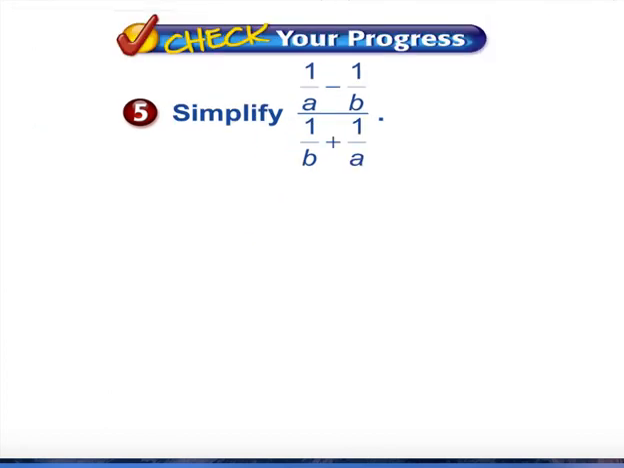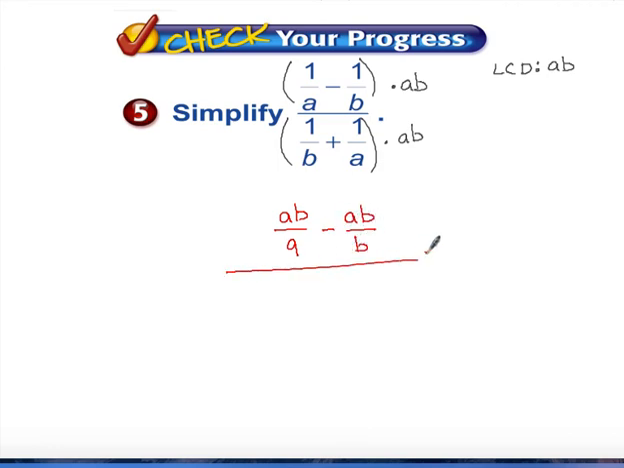If you want to try one more of those, go ahead and pause this video and then check back with me. All right, if you're back with me, you'll see that my lowest common denominator again is going to be AB. So I'm going to multiply once again everything by AB by distributing. So that's going to give me AB over A minus AB over B divided by AB over B plus AB over A. So I'll go ahead and cancel what I can, divide those A's out, divide those B's out.